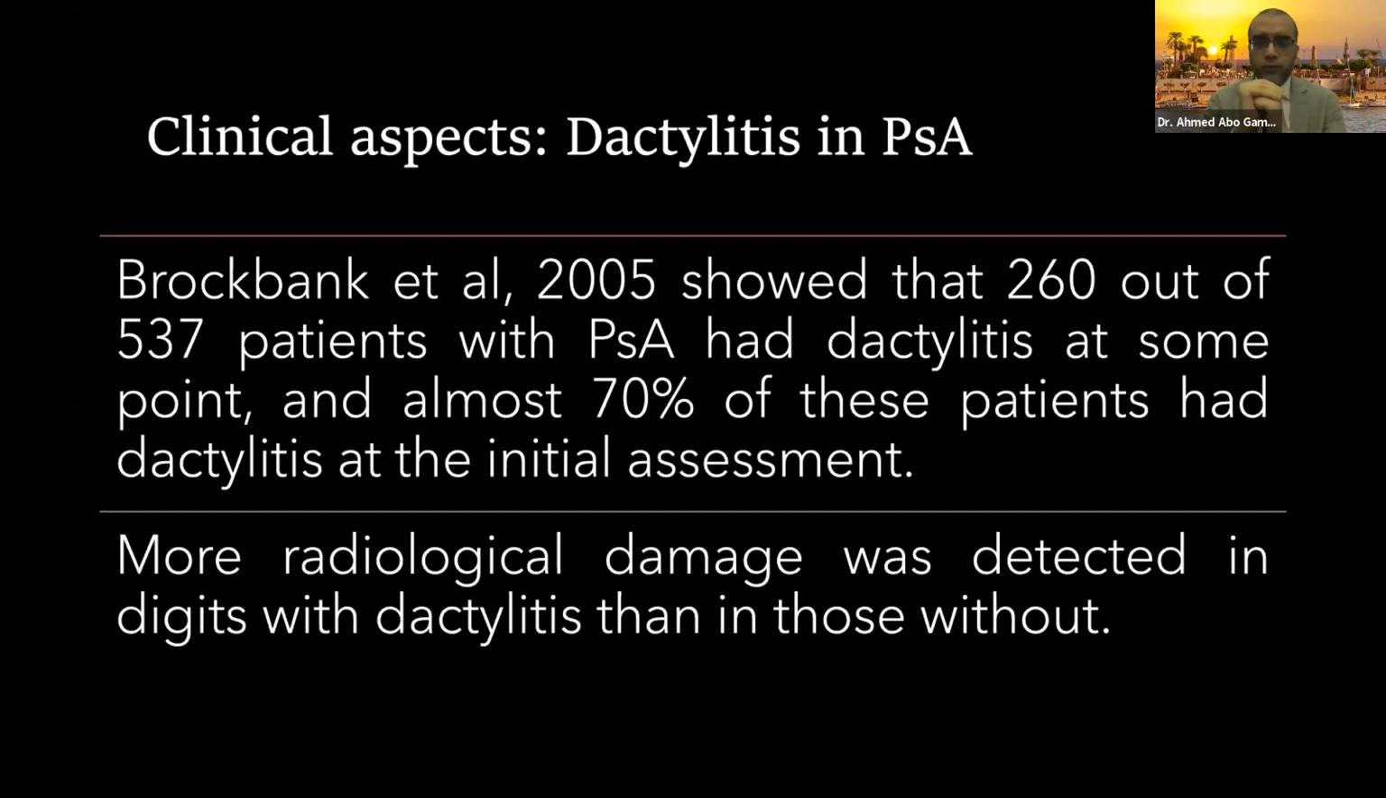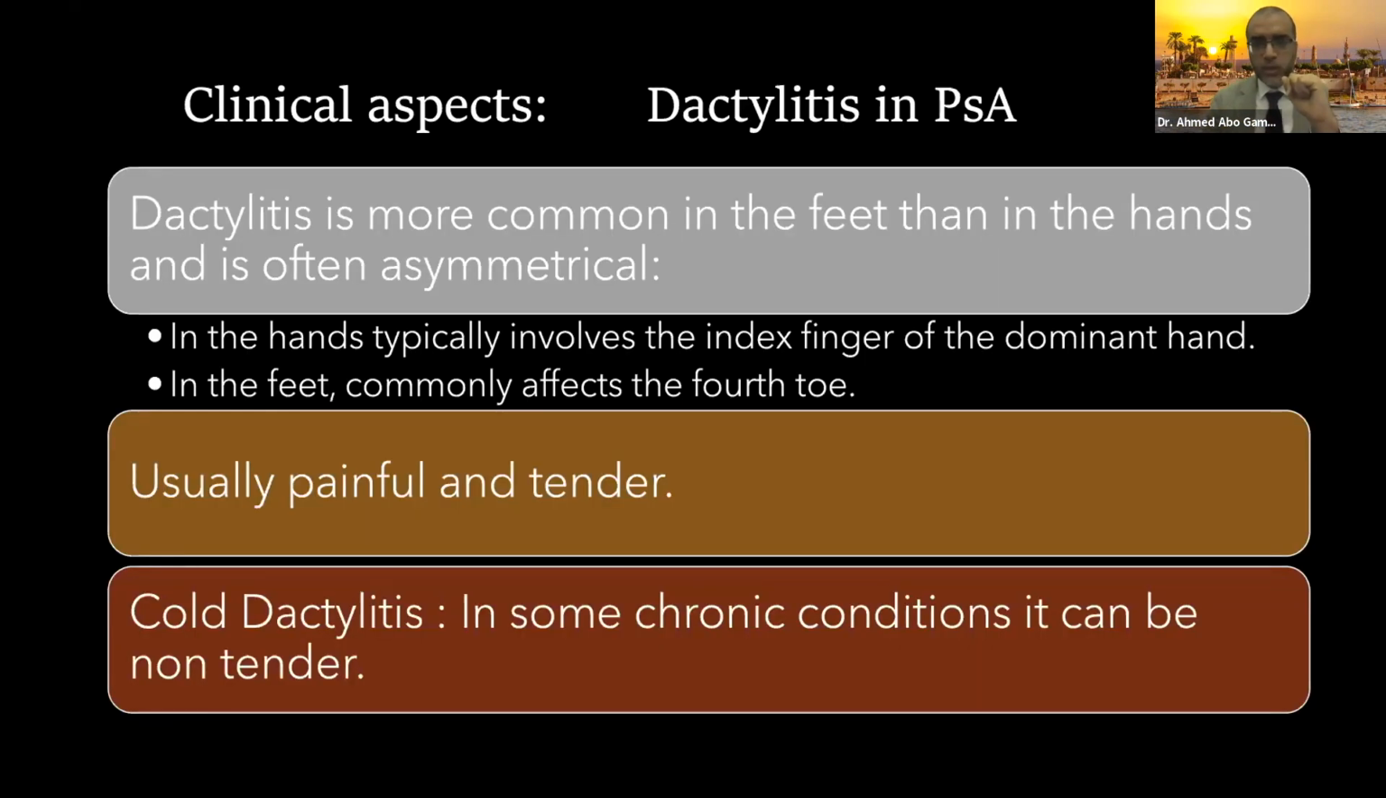If we look at dactylitis prevalence, it ranges from 50% to 70% of cases, but the fixed information here is that it is always connected to severe radiological damage. A high number of dactylitis is always associated with arthritis mutilans as the end stage of inflammation. So dactylitis is always considered a sign of aggressive disease in psoriatic arthritis.